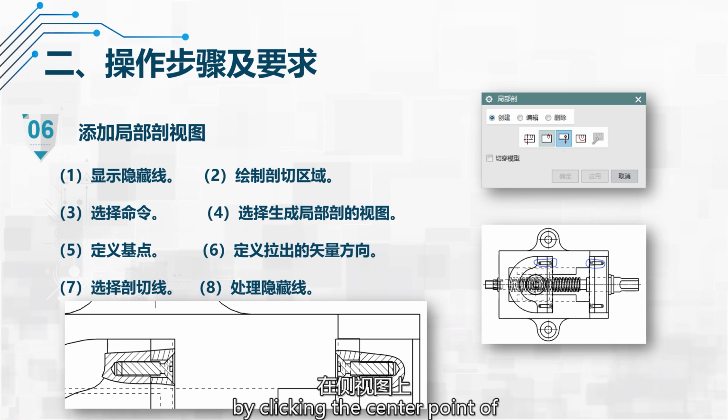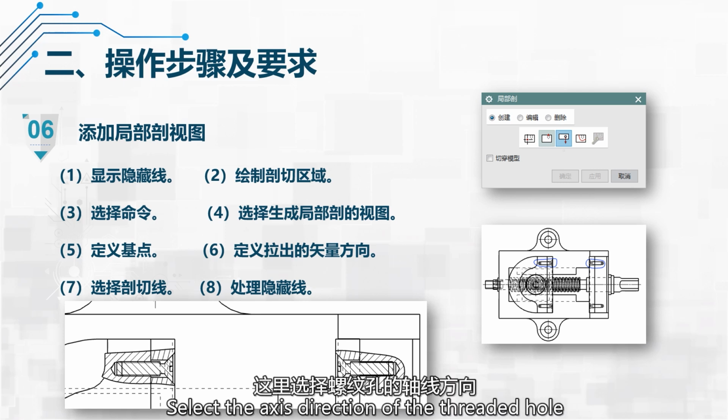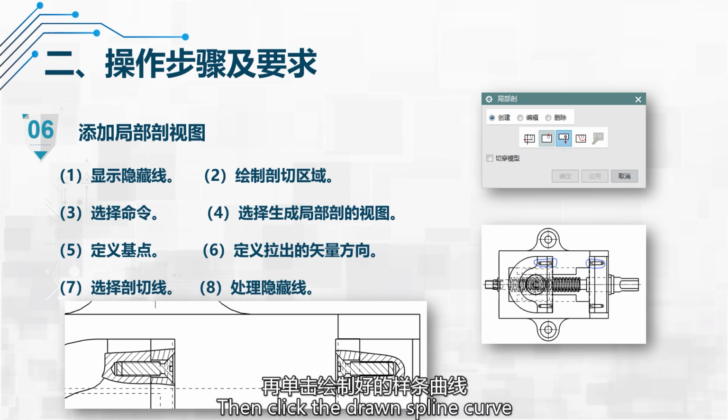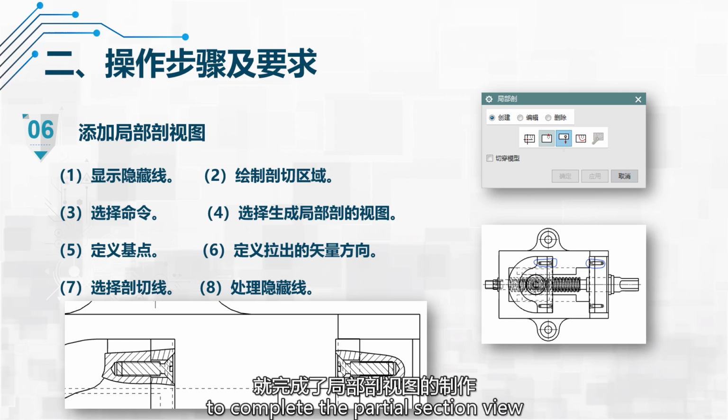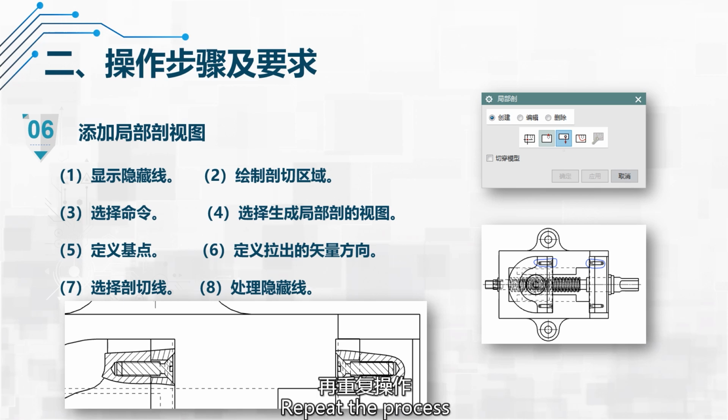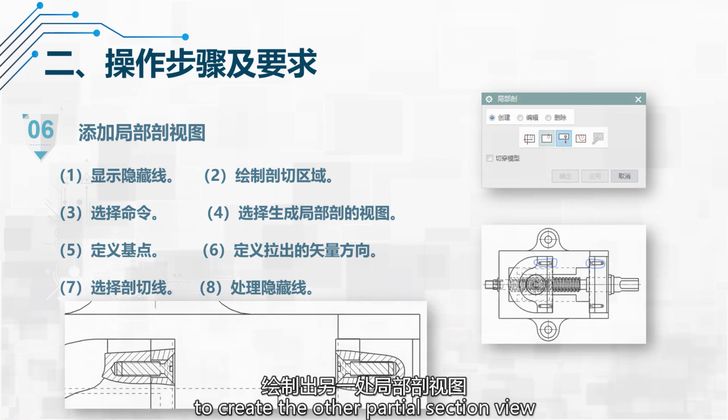Define the base point by clicking the center point of the threaded hole in the side view. Afterward, define the vector direction. Select the axis direction of the threaded hole. Then click the spline curve as the cutting line. Click Confirm to complete the partial section view. Repeat the process to create the other partial section view.